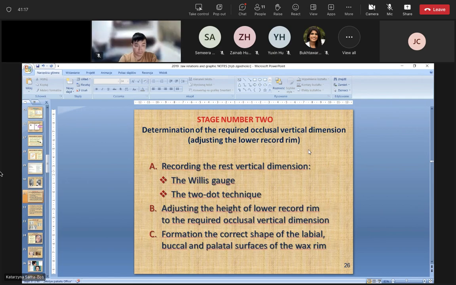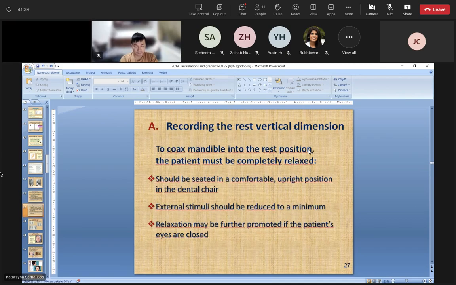And first of all, we should record the rest vertical dimension using those two methods, then adjust the height of the lower record rim to the required occlusal vertical dimension, and then we should form the correct shape of the labial, buccal, and palatal surfaces of the lower wax record block. And first of all, the dentist should record the rest vertical dimension.